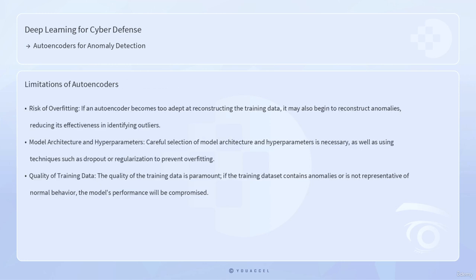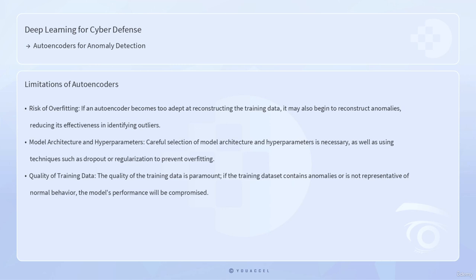Despite their strengths, autoencoders are not without limitations. One challenge is the risk of overfitting during training. If an autoencoder becomes too adept at reconstructing the training data, it may also begin to reconstruct anomalies, thereby reducing its effectiveness in identifying outliers.